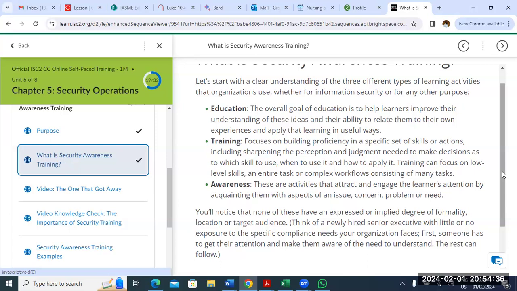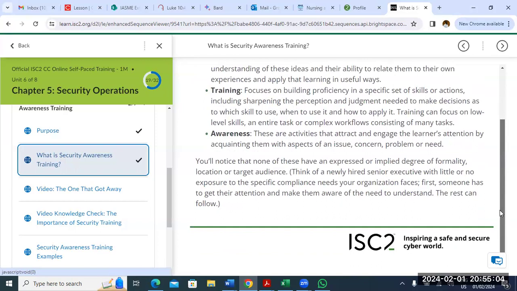So you also notice that none of these have an expressed or implied degree of formality, location, or target audience. Think of a newly hired senior executive with little or no exposure to the specific compliance needs your organization faces. First, someone has to get their attention and make them aware of the need to understand. The rest can follow. Even when you are new in an environment and you are not exposed to that particular area, you need to be informed.